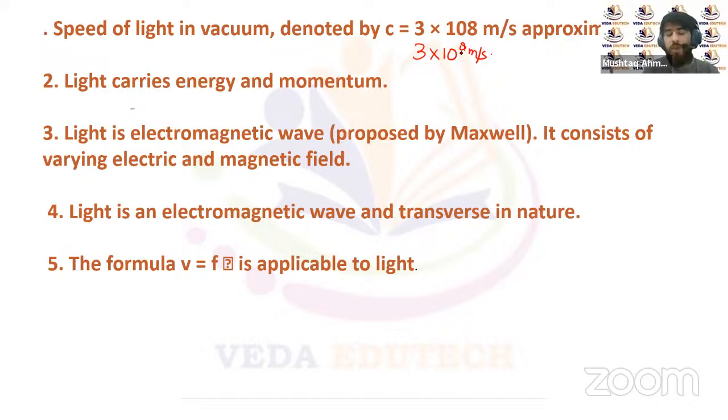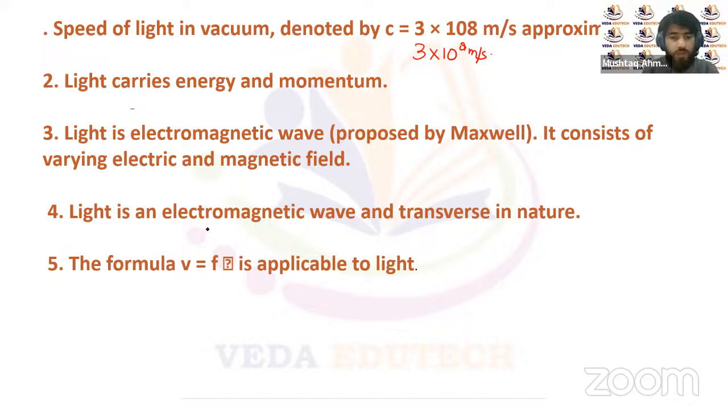We also studied electromagnetic radiation. Light is also electromagnetic radiation, and we studied that electromagnetic radiations carry energy and momentum. So any part of the electromagnetic spectrum will carry energy and momentum. According to Maxwell's proposed theory, light is an electromagnetic wave. It consists of varying electric field and varying magnetic field, and the nature of this electromagnetic wave is transverse. That means the electric field vector and the magnetic field vector are perpendicular to each other and also perpendicular to the direction of propagation of light.